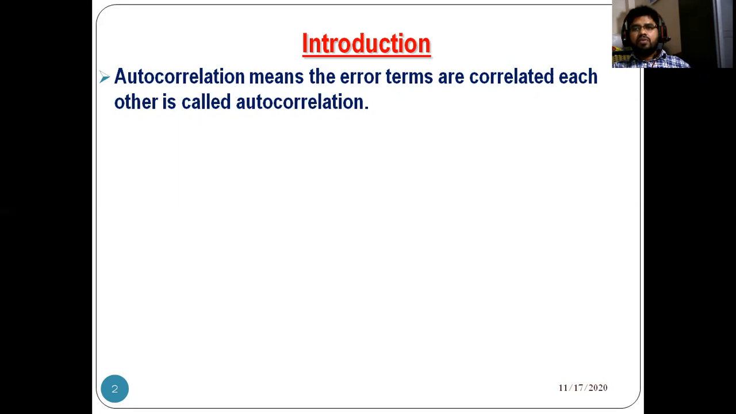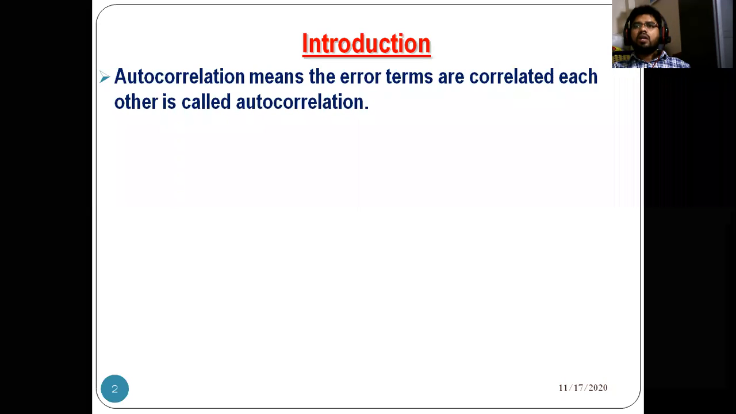For example, when you run the regression analysis, you will get some errors. That is y is equal to a plus b1 x1 plus e t or e i. So if you take ei, that is an error. If one error is related with another error in the particular series, it is called autocorrelation.